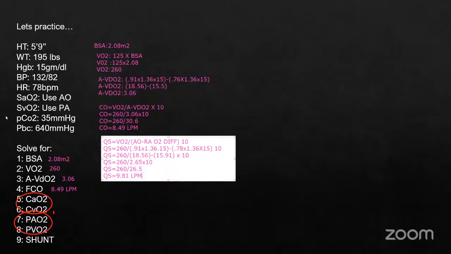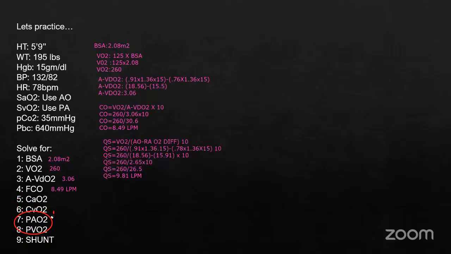So given these values, let me erase this so we can make it a little clearer. Okay. All right, for CaO2, I'm going to go ahead and get my number here, which was my arterial, which is 18.56. On the next one, it'll be 15.5. Resolved already for those two. And I'm going to go ahead and now resolve for QP. And I'm going to do exactly the same thing.